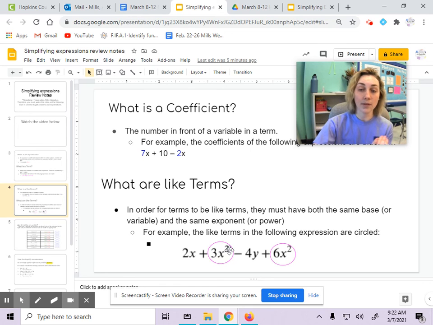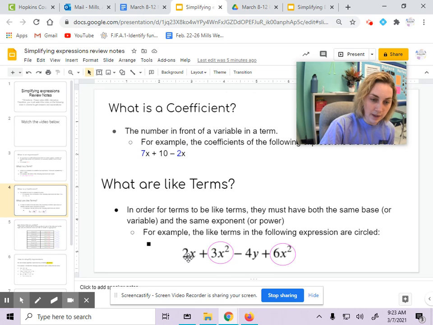So in order to simplify these, what you would do is take these like terms and combine them. So what we would do is we would have 2x, and then we have that 3x squared, and we are going to add it to 6x squared. So what we would get would be, well, let me do it this way. We have 2x added to 3x squared minus 4y plus 6x squared.